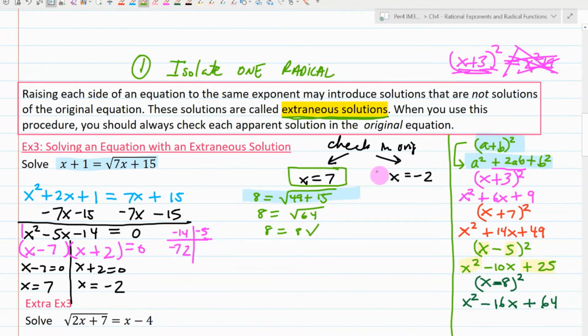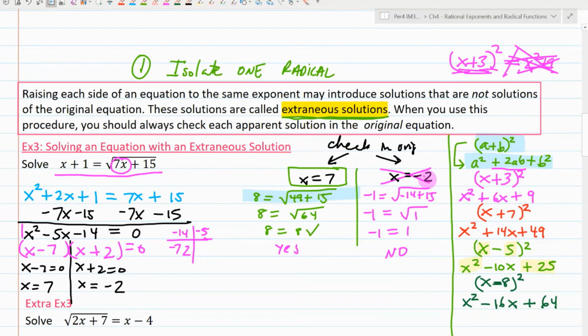That's an answer. If we plugged in x equals negative 2 into this equation, we would get negative 2 plus 1, so that would be negative 1 equals, and then here we would get 7 times negative 2, so that's negative 14 plus 15, so negative 1 equals the square root of 1, negative 1 equals 1. So that's a no, that's a yes. This is called an extraneous root, which means that it's an apparent root. It looks like it's an answer, but it is not. So the only answer to this question is x is equal to 7.